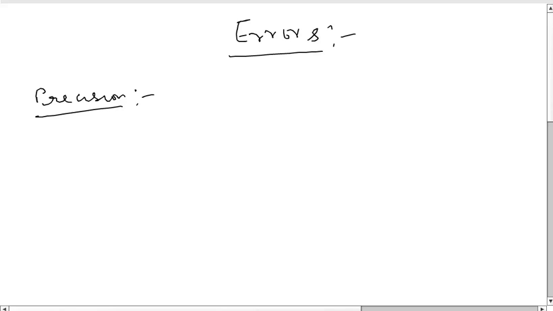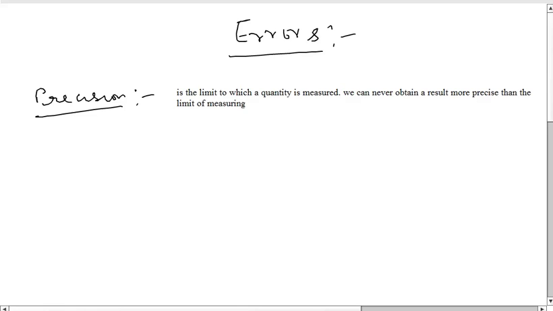Okay, I'll type precision. You may also note it down. Precision is the limit to which a quantity is measured. We can never obtain a result more precise than the limit of the measuring device.